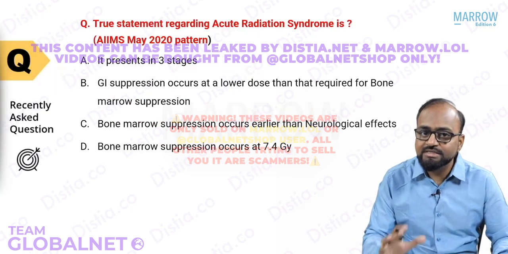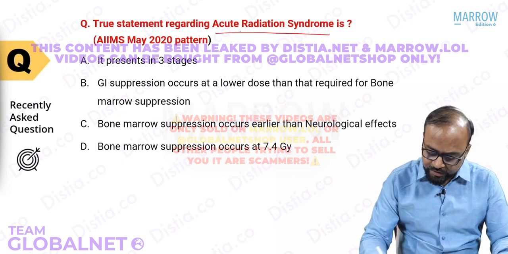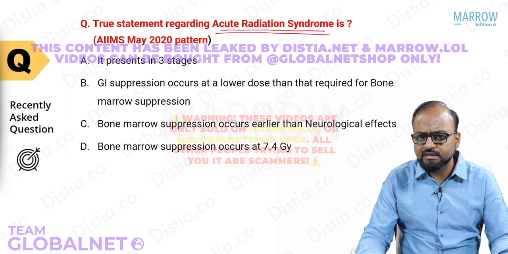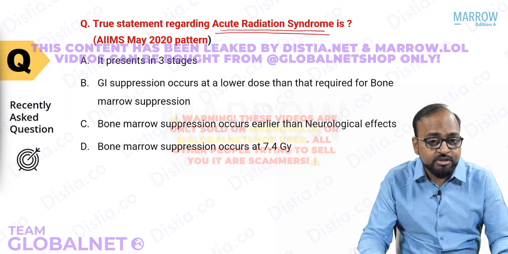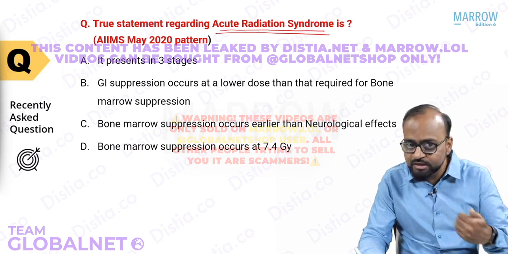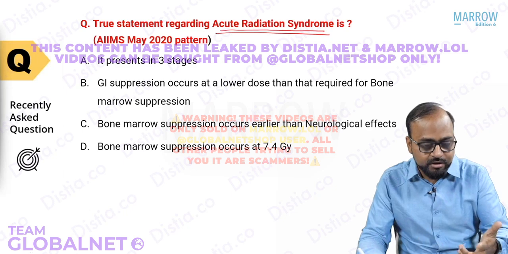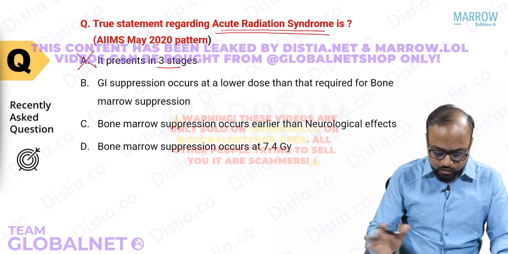Now look at this recently asked question on the acute radiation syndromes. True statement regarding acute radiation syndrome is, it presents in 3 stages. Is it true? How many stages have we seen? 4 stages, right? We have seen each stage, when and how it presents, in what time duration it presents, clinically manifests. So this is wrong. It presents in 3 stages is wrong.